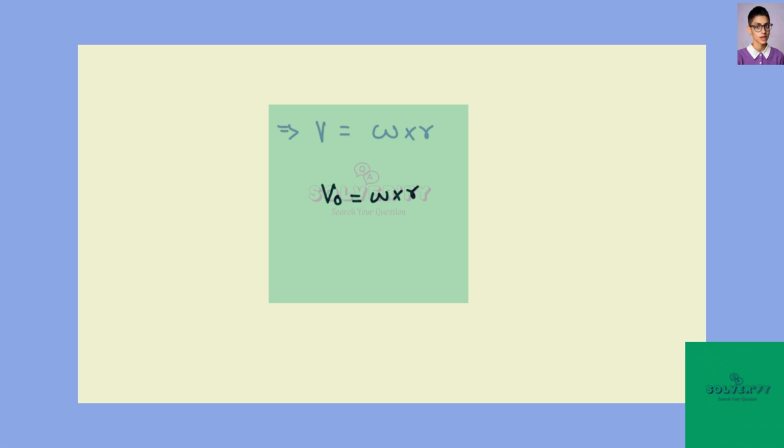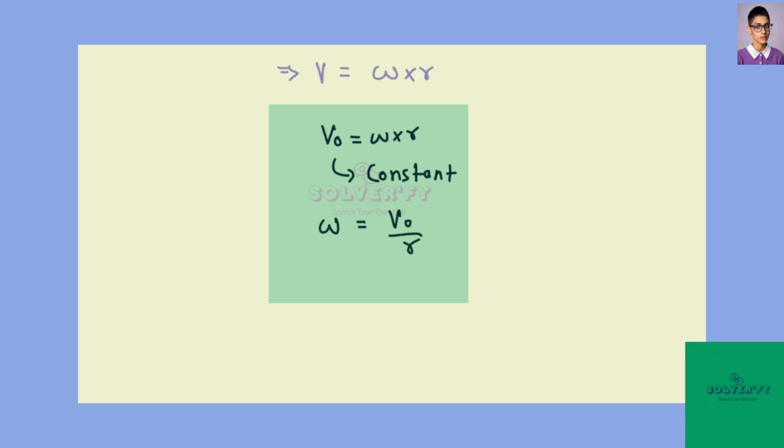Since the velocity v naught is constant, the angular velocity will also be constant, and therefore omega is equal to v naught upon r. Now for a constant angular velocity, the angular acceleration alpha is 0.